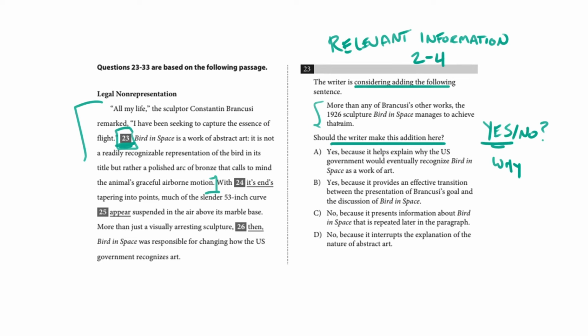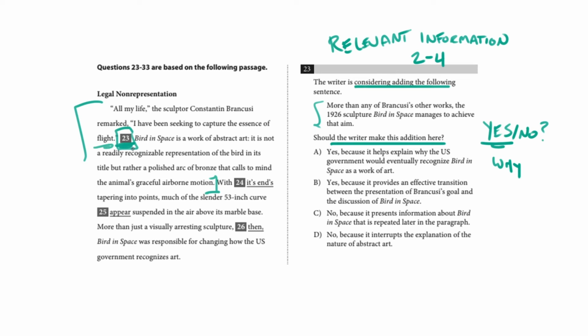So, the writer is considering adding the following sentence: "More than any of Brancusi's other works, the 1926 sculpture Bird in Space manages to achieve that aim." So before I even look at the choices, I'm going to determine, okay, yes or no, does that belong here? With these questions, the answer will be yes if, when we're exploring the content, we notice that there's some kind of gap. So in the passage, for example, there's a gap between what Brancusi believes about sculpture and depicting flight and discussing Bird in Space. There's no introduction of Bird in Space. There is a gap there. The answer will be no when there is no such gap, and adding the sentence would distract from the point being made, or it would be irrelevant to the point being made.